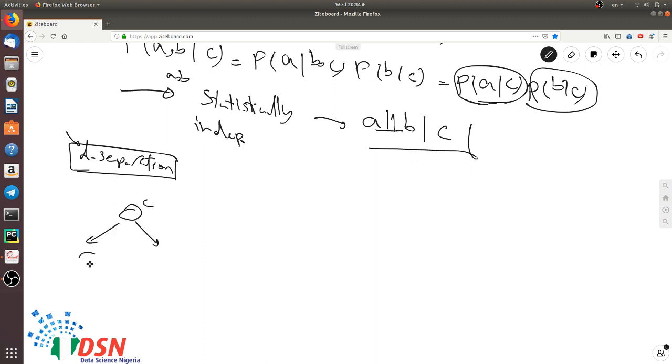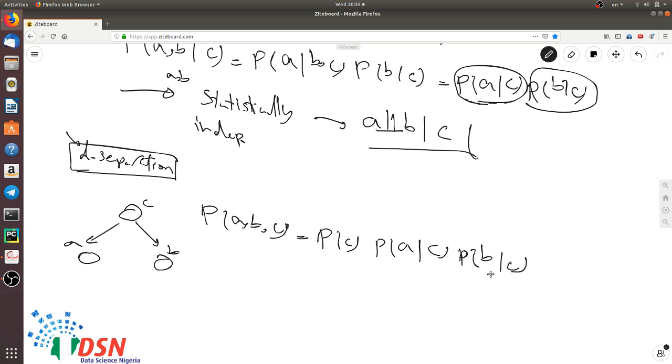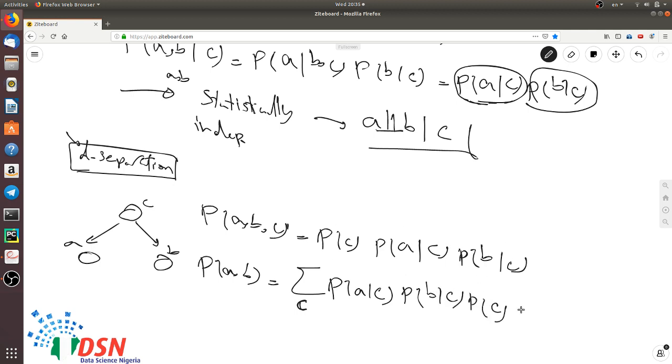Let's say we have this graph, with C, B, and A. Now to write the joint distribution, you could write P of C, P of A given C, and P of B given C. If you want P of A and B, you could marginalize C out to obtain P of A and B, which is the sum of P of A given C times P of B given C times P of C. You can see that it is not in general equal to P of A times P of B.